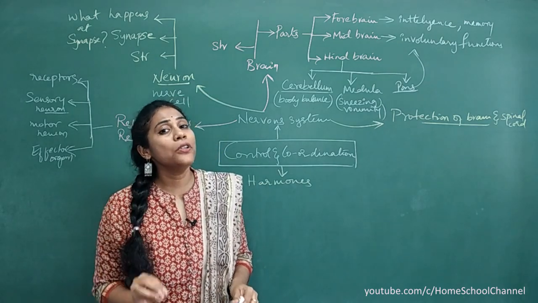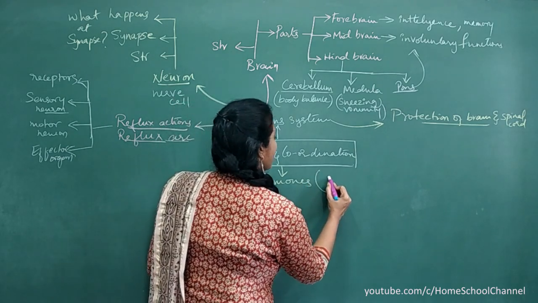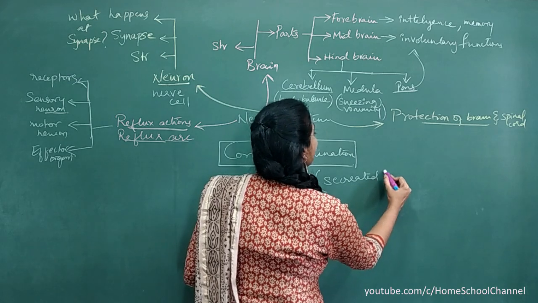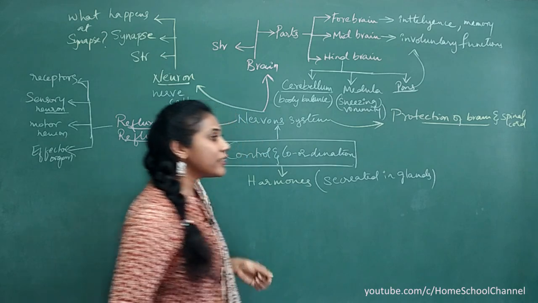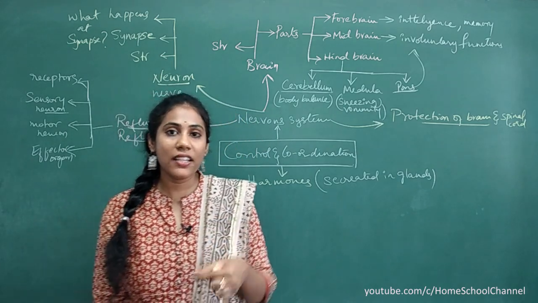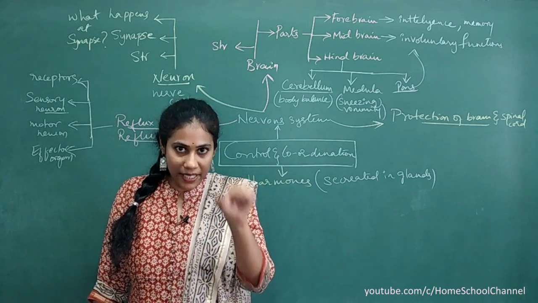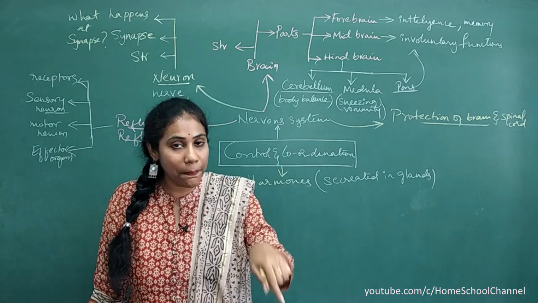And these hormones are secreted in particular structures called glands. They are always secreted in glands. There are various glands in our body. So these glands are the ones which are secreting these hormones, right? So there they are secreted, that is synthesized, and from there they are released into the blood.